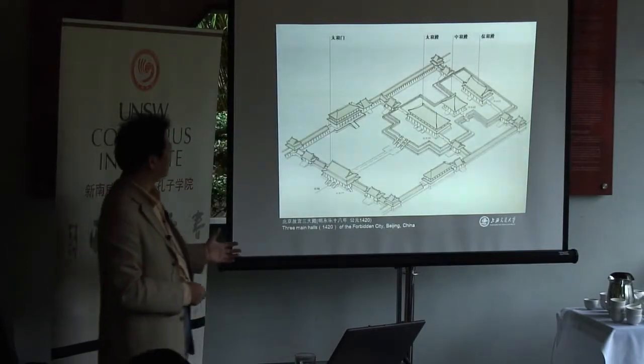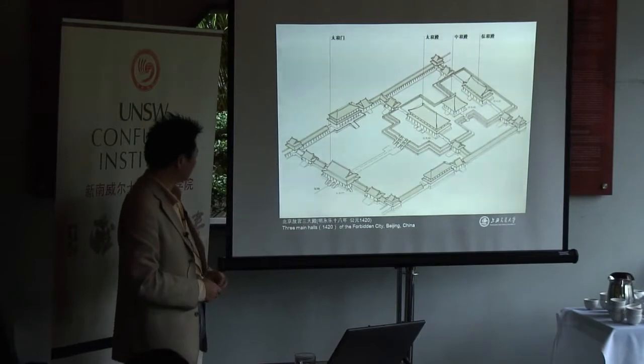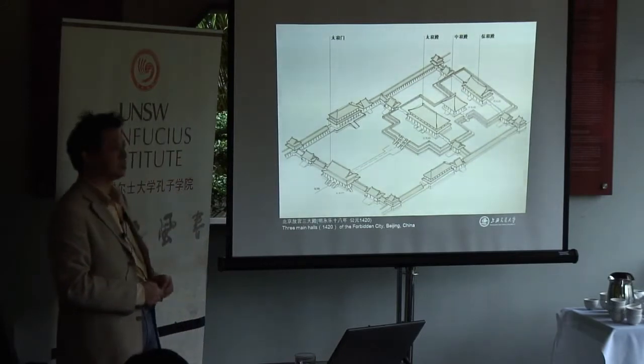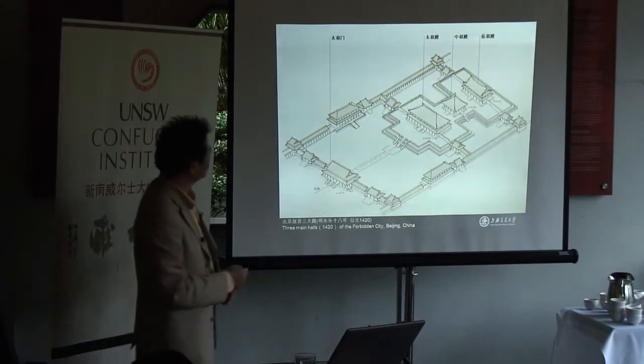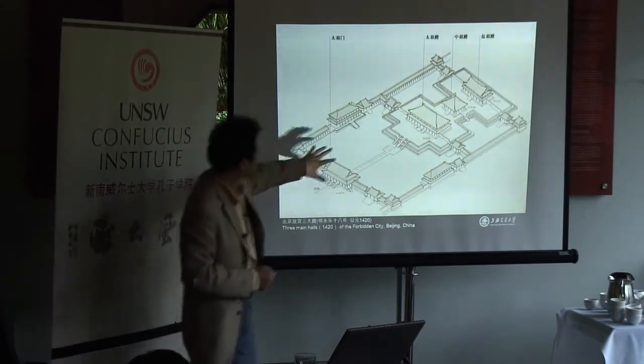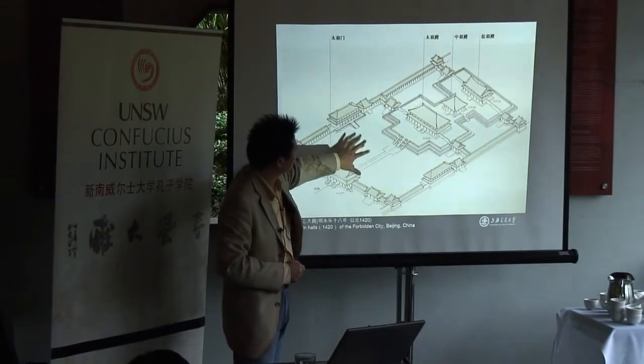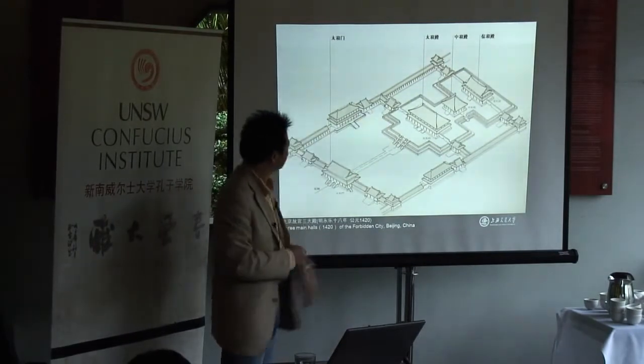But this is the palace. This is the Gugong in Beijing, in Ming and Qing Dynasty, the emperor's living site. It's also a comparison with the yard, several yards.